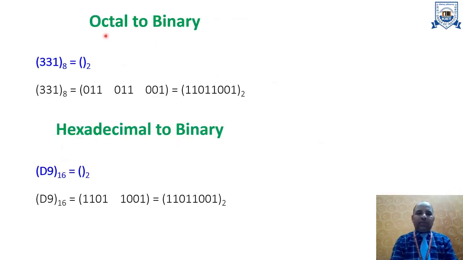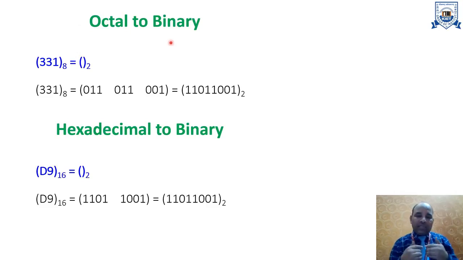Now in this particular slide we will try to learn how we can convert a number from octal into binary, and also how we can convert a given hexadecimal number to binary. So let us start with octal to binary. Let us say we are given 331 on base 8 and we have to convert it into base 2.